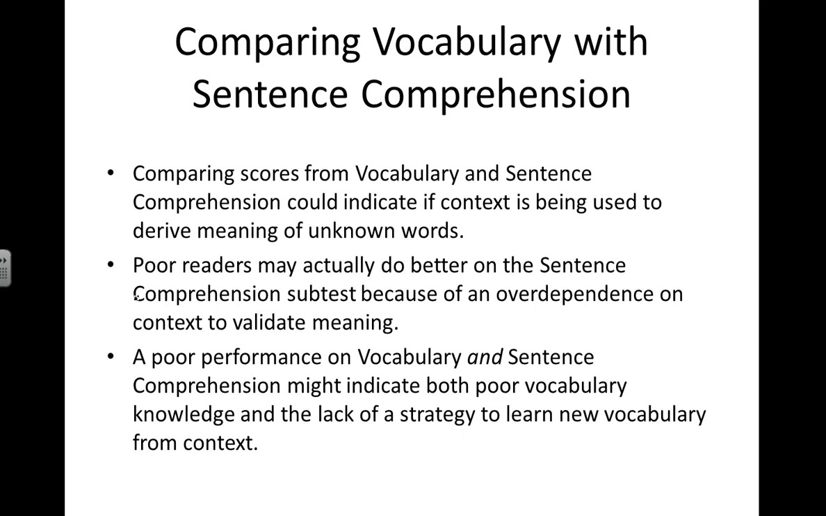When comparing the vocabulary subtest with the sentence comprehension subtest, you could indicate if context is being used to derive meaning of unknown words, since sentence comprehension items include contextual clues and word meaning or vocabulary items do not. Poor readers may actually do better on the sentence comprehension subtest because of an overdependence on context to validate meaning. A poor performance on vocabulary and sentence comprehension might indicate both poor vocabulary knowledge and the lack of a strategy to learn new vocabulary from context.